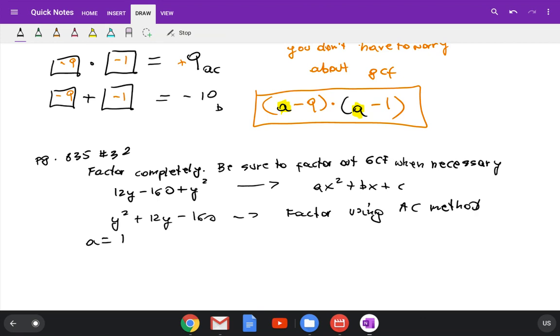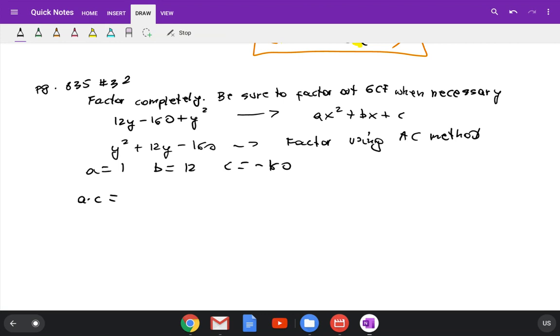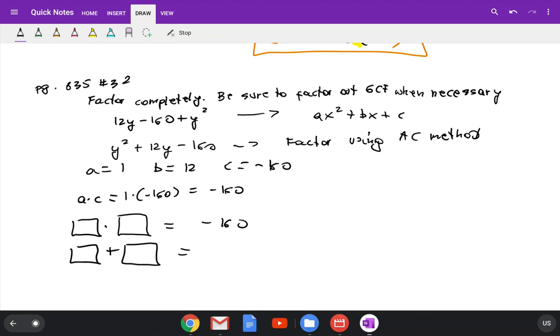So A is equal to 1, B is equal to 12, C is equal to negative 160. Okay, so A times C gives us 1 times negative 160, which is negative 160. Next, you have to find two integers which by multiplication give you negative 160, and the same two integers by addition give you B, which is 12. So we need to check what's going to work here. 20 and negative 8 will work.